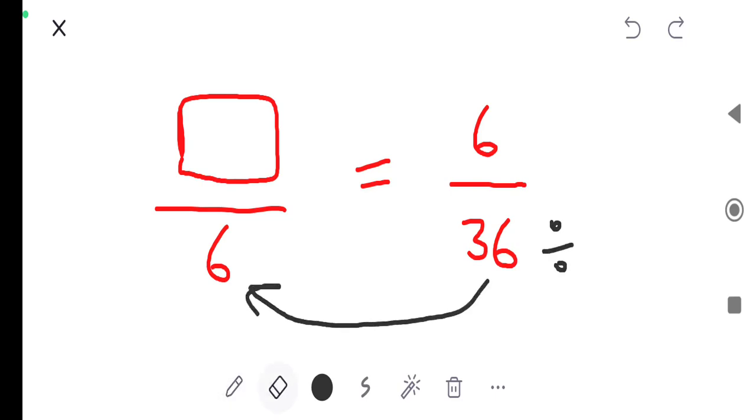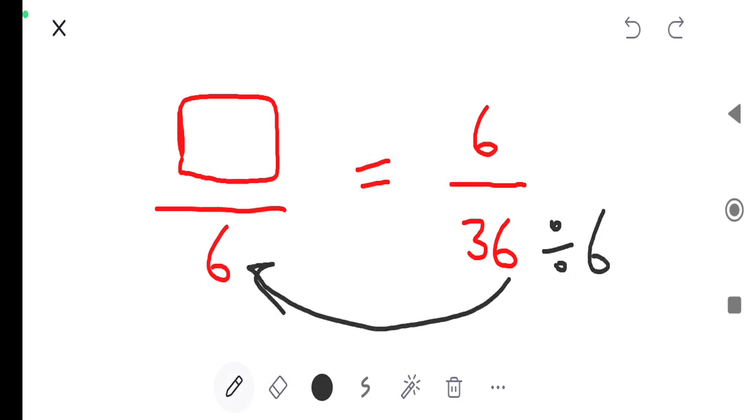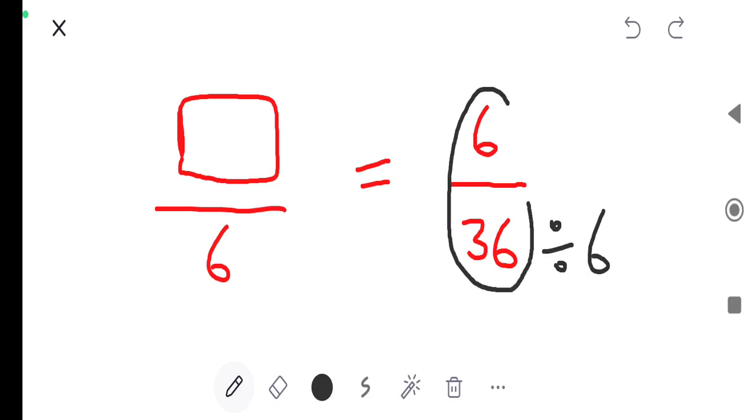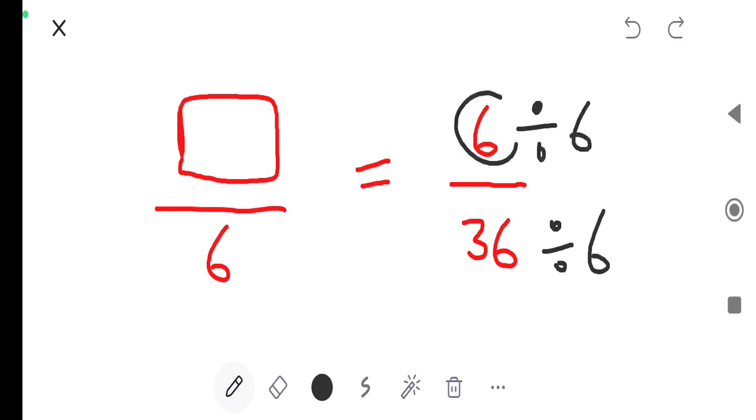So 36 divided by what number will give us this 6 that the arrow is pointing to? You will agree with me that 36 divided by 6 will give you what? 6. Now, whatever you do to the bottom of this fraction that I circled, you must also do it to the top. Because I did divide by 6 at the bottom, I will go to the top and also do divide by 6. Now, 6 divided by 6 is what? 1. So that means that 1 will become the missing number.